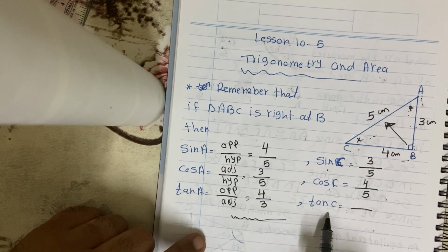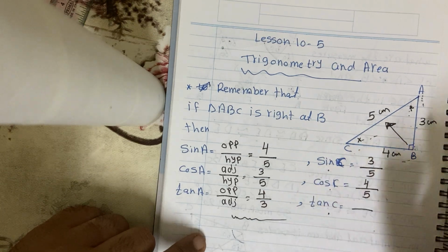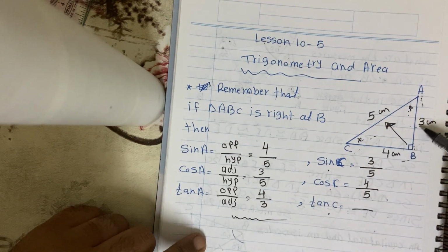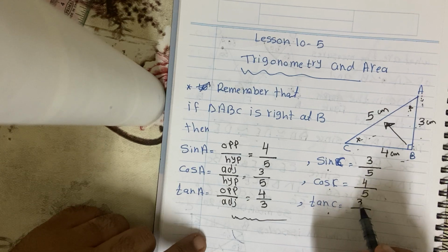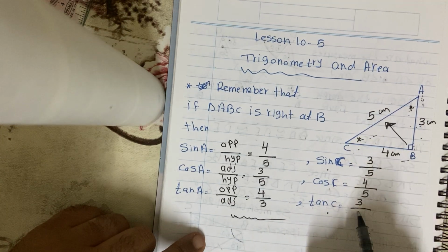What about tan C? Tan C is opposite over adjacent. Opposite to the angle C is AB, which is 3. Adjacent is 4.